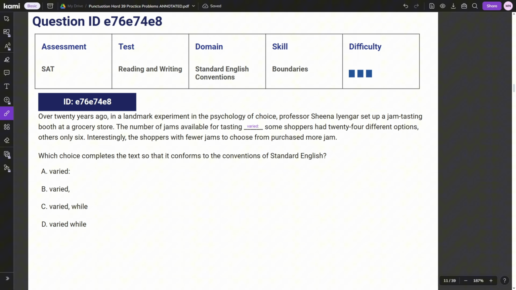And you should remember the three main ways to connect two complete sentences: a period, a semicolon, or a comma and a fanboy. And if you look at all of our other answer choices, none of them have any of those. So these would just result in a comma splice or a run-on sentence.